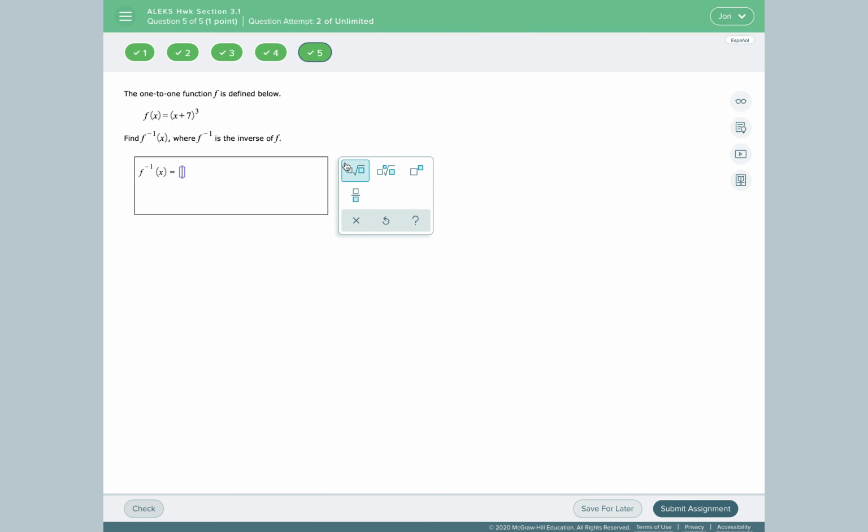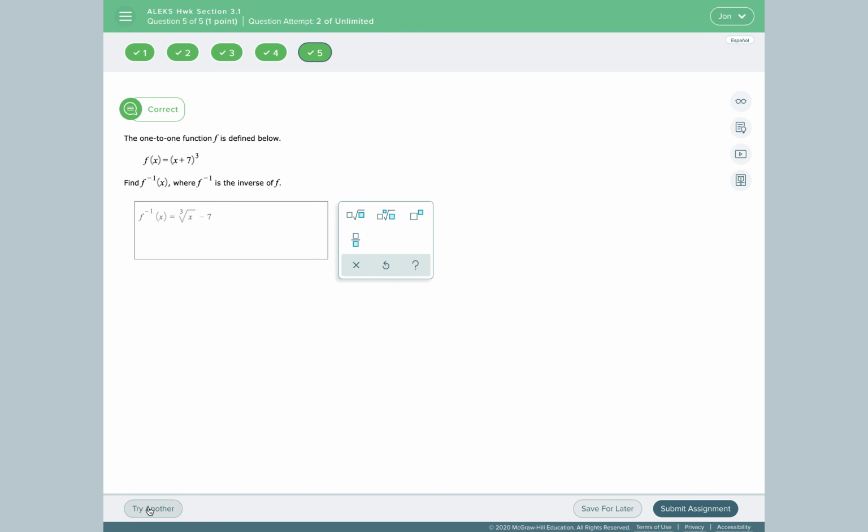And so just taking what we have now, you have the cube root of x, and again, we don't want the 7 inside the radical. And checking the result, that is also correct.